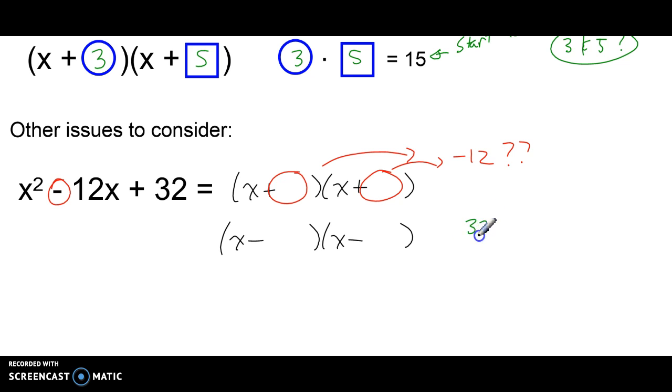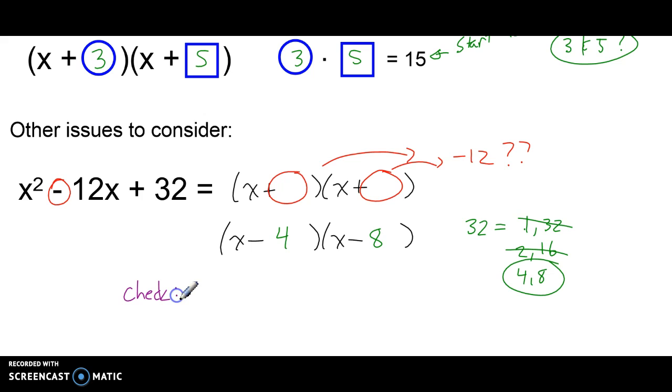How can we break up the 32? And of the different ways we could break up 32, which ones make 12? So like 1 and 32, no, that's not going to do it. That won't add up to 12. 2 and 16, no, that's not going to do it. That makes 18. That doesn't make 12. 4 and 8, yeah, there we go. Notice what happens when we check.